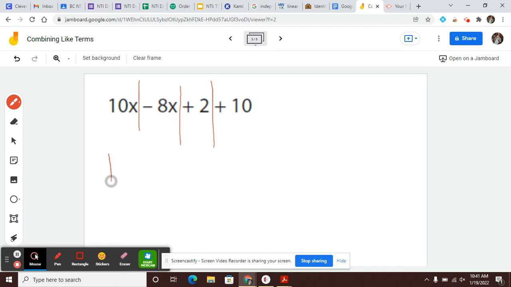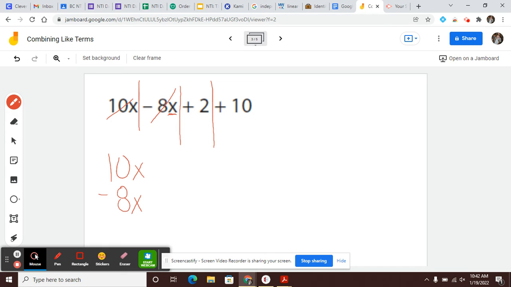So I'm going to start with 10x. I'm going to write it here. Okay, well, I've used that. We're going to cross it out. Next, I have negative 8x. Well, look over here. It is like 10x because we have that same variable to the same power. So I'm going to have negative 8x here. Okay, and I've used it, so I'm crossing it out.